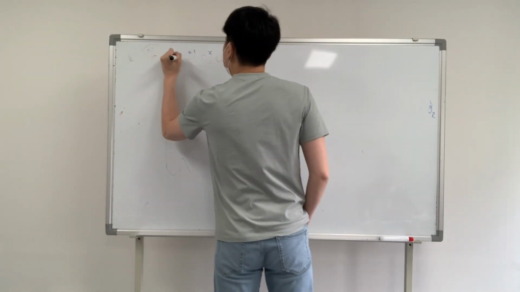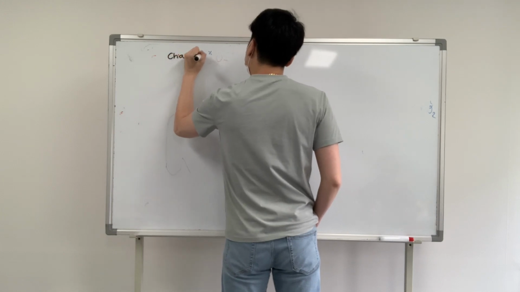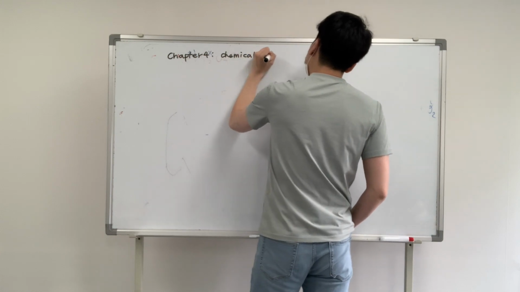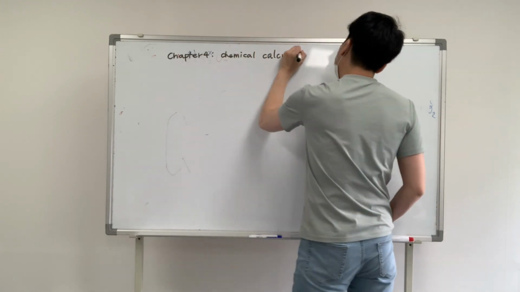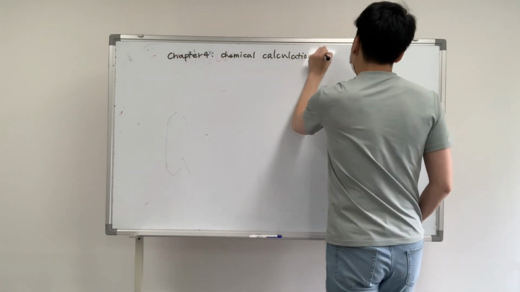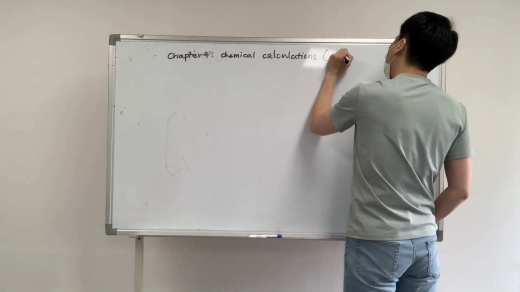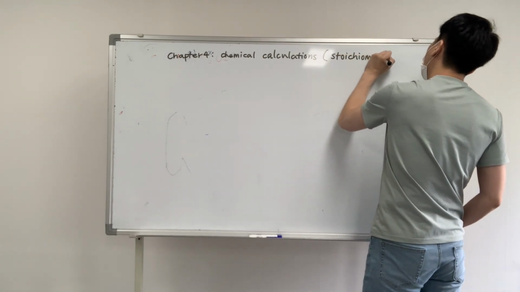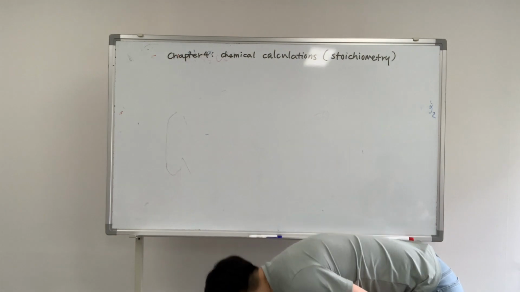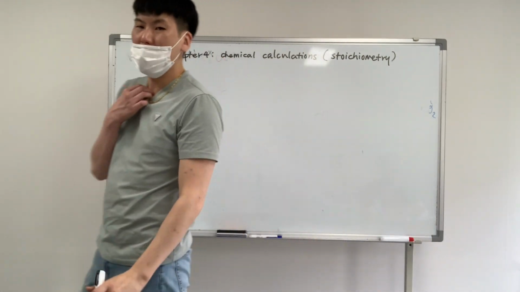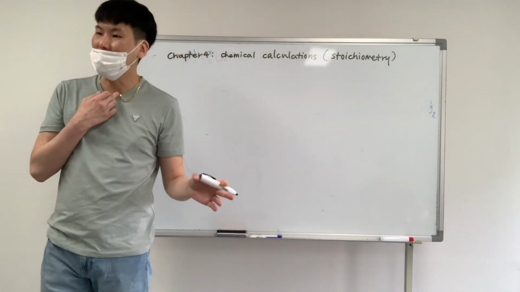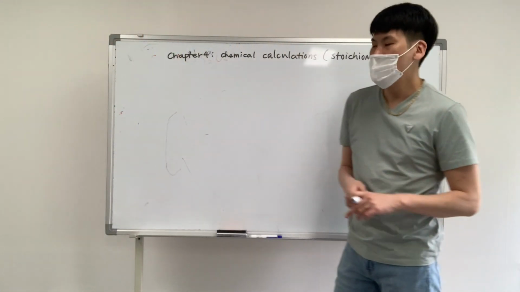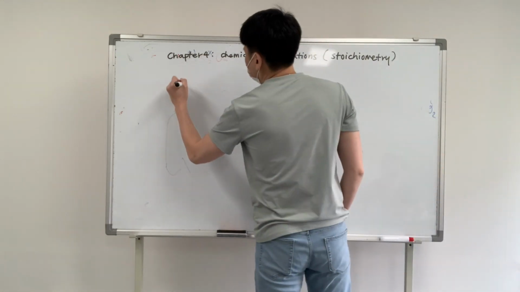called chemical calculations, or Stoichiometry. I'm not sure if the spelling's right, but yes, it's how you pronounce it. Stoichiometry means chemical calculation. So I said real chem starts from this chapter, right? Last class, these.